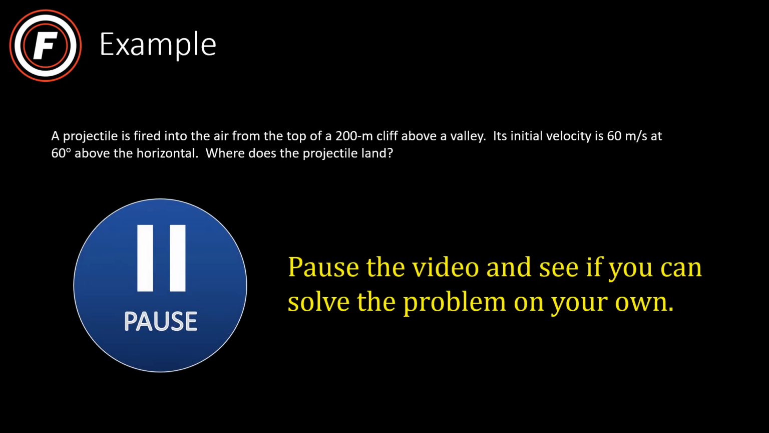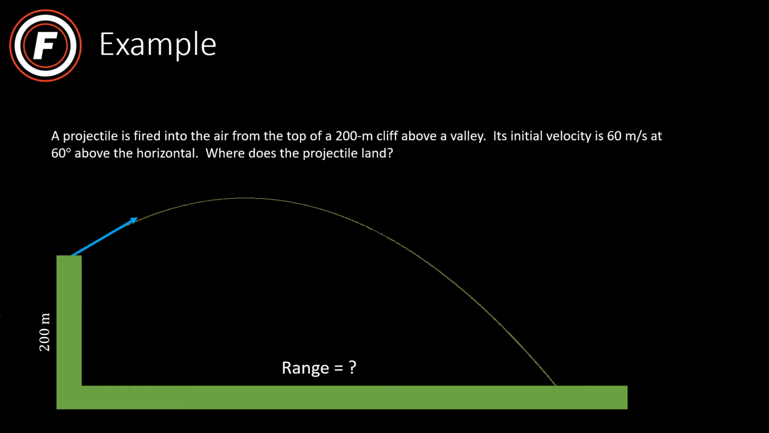A projectile is fired into the air from the top of a 200-meter cliff above a valley. Its initial velocity is 60 meters per second at 60 degrees above the horizontal. Where does the projectile land? Pause the video here if you'd like to work through this on your own. All right. Let's get started.